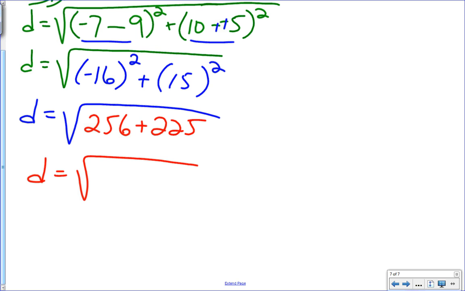So now order of operations would say add those things, because we're still in grouping symbols. There's just a lot of them in this formula. And what do we get there? 481.